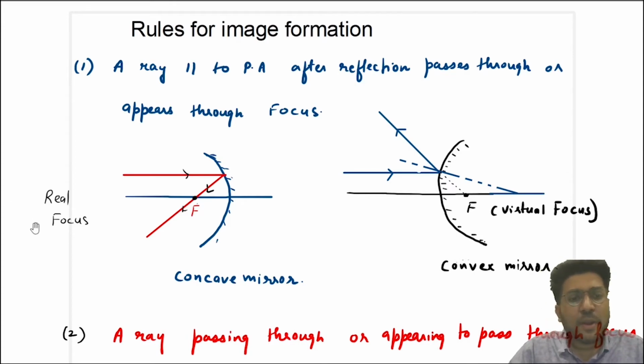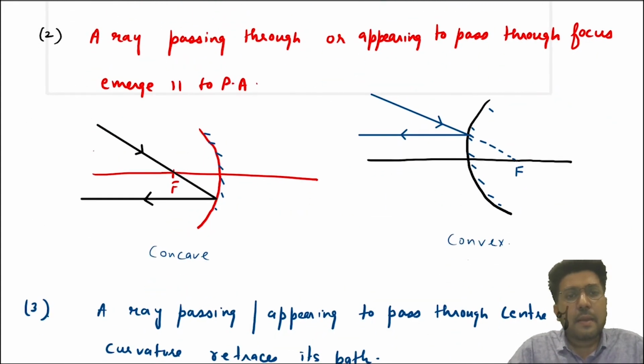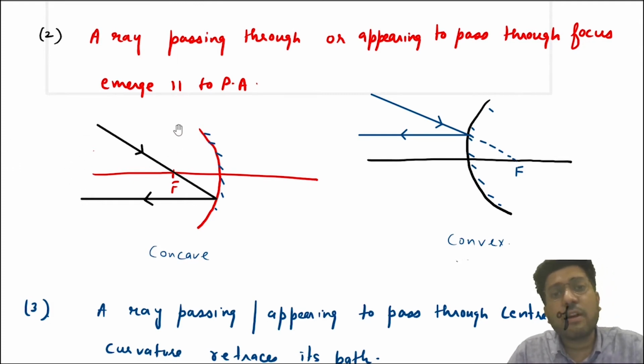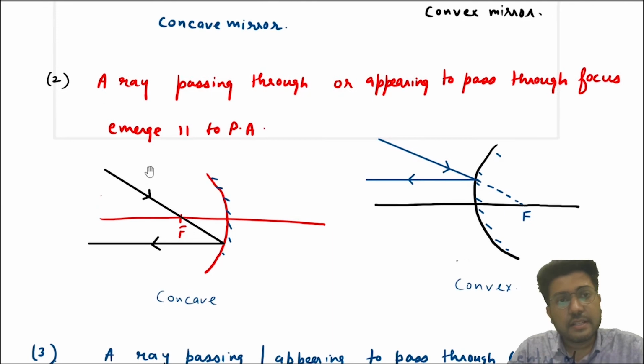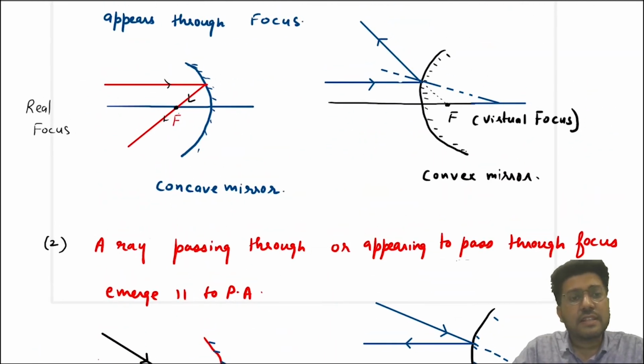Then the next point: a ray passing through, or appearing to pass through, the focus emerges parallel to the principal axis. This is nothing but the principle of reversibility of light. See, this is just the reverse case of this. If the ray arrow is reversed, this is reversed. That means a ray which is passing through the focus, after reflection, becomes parallel to the principal axis.